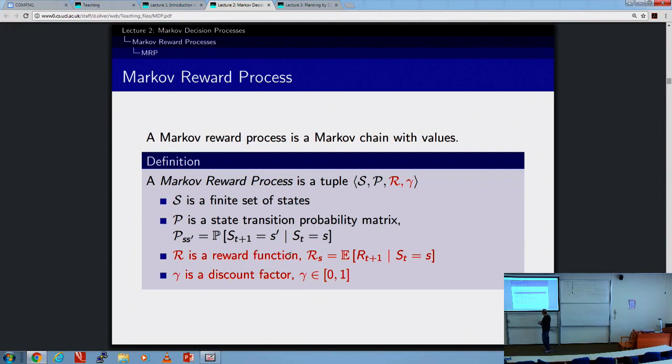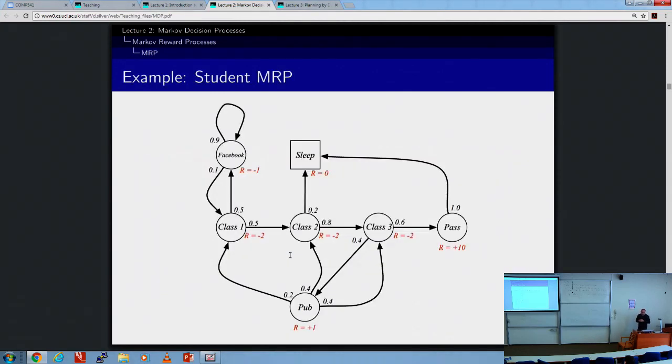So this function basically gives us, if you're in state S right now, what is the expected value of the next reward you're going to get. The reward might be different from time to time, but this function actually gives you the expected value, which is all you need to calculate certain things. And we have gamma as the discount factor. And here's what our student, this is called the Markov reward process, and here's the student's Markov process enhanced with the rewards. So we basically added these red R reward values for each state.